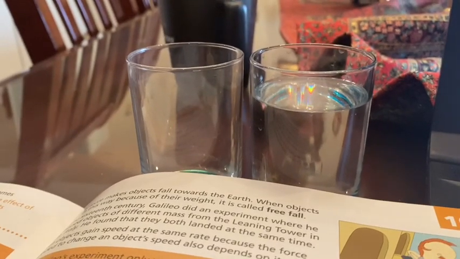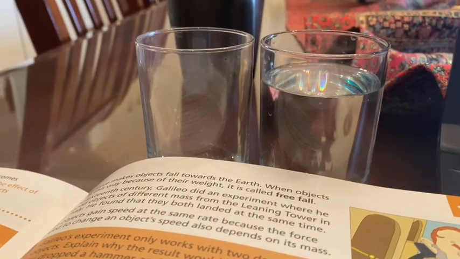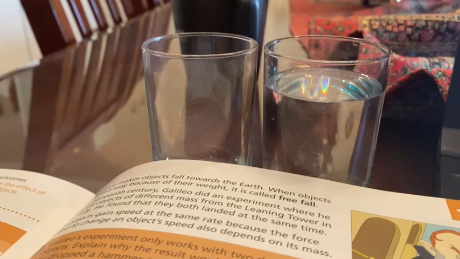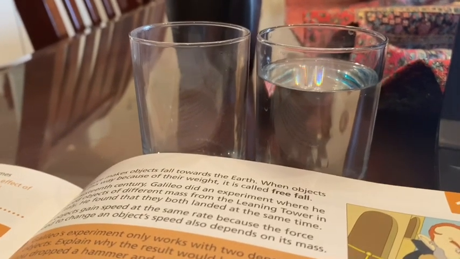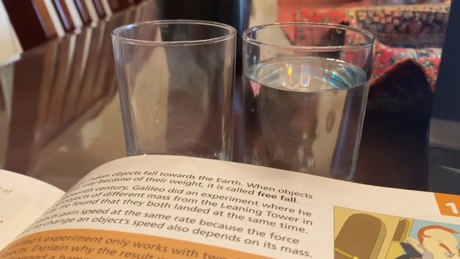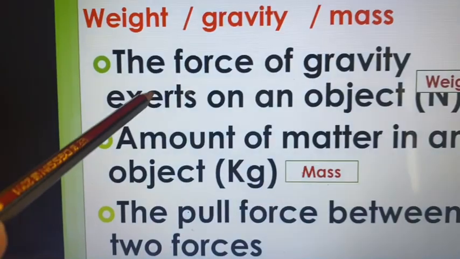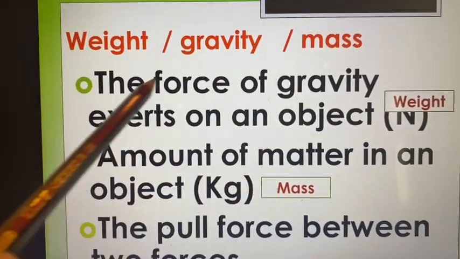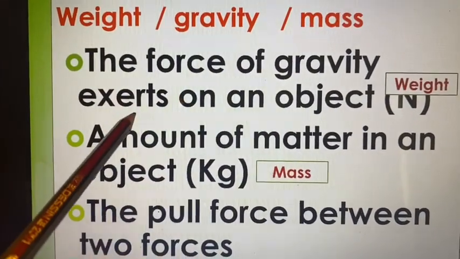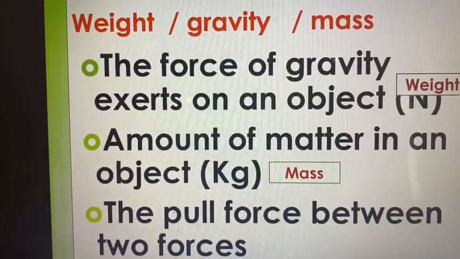Sometimes the fat person has more mass than the thin person because they have more fat, more matter inside their bodies. So mass is how much matter is in an object. Weight is the force of gravity on an object. It exerts, it pulls the object down.